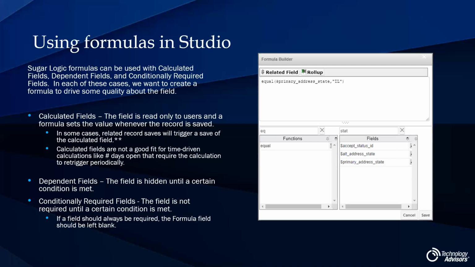We could also use formulas for dependent fields. So the field will be hidden until a certain condition is met. And then there's also now conditionally required fields. So the field is not required until a certain condition is met. And if we're using that along with dependent fields, you'd want to make sure your required formula is more restrictive or equally restrictive as the dependent field, because you wouldn't want a field that's required but hidden. Sugar, I think, handles that well, but it's still not something you'd want to try out.